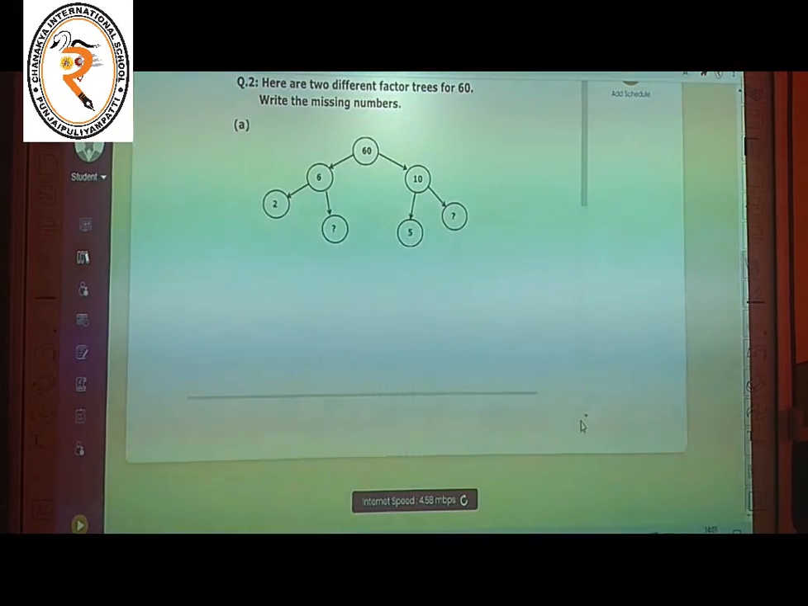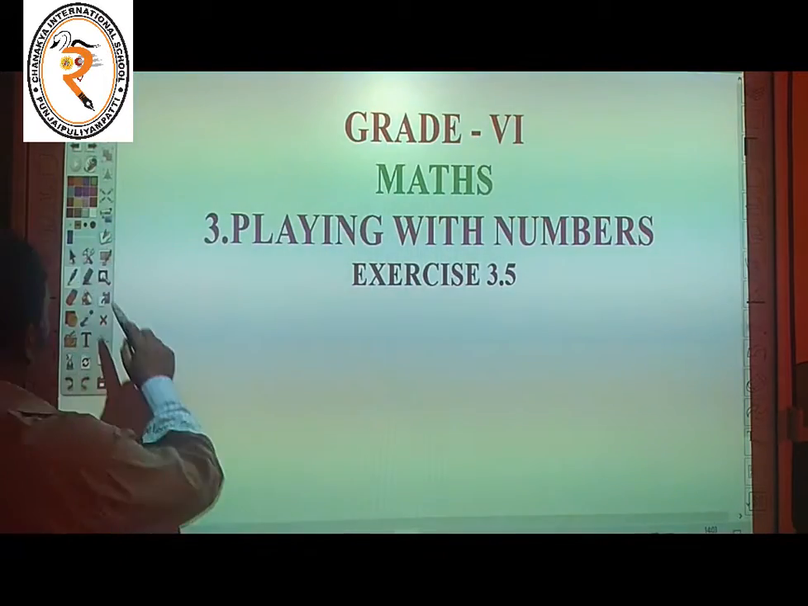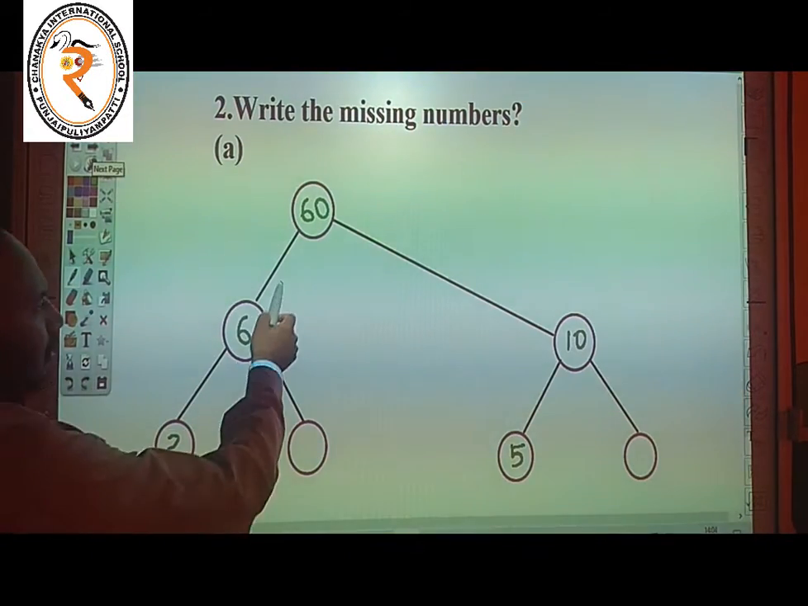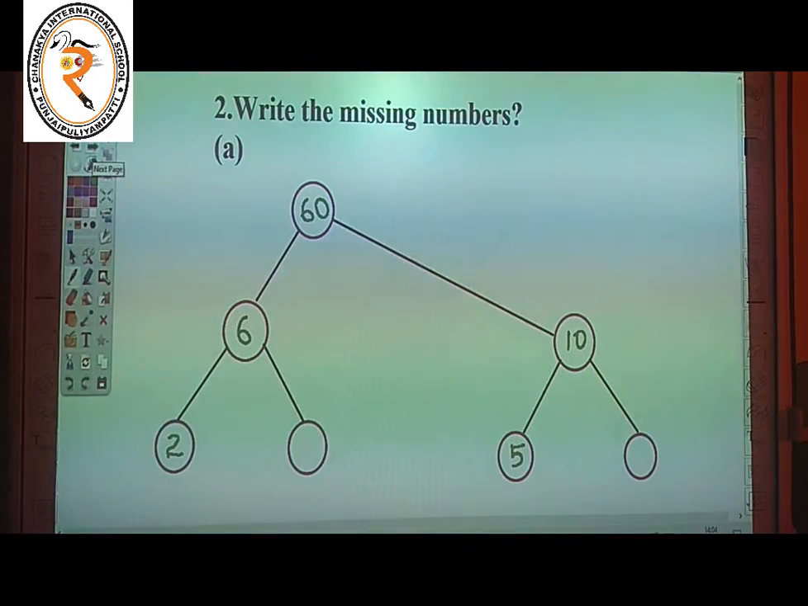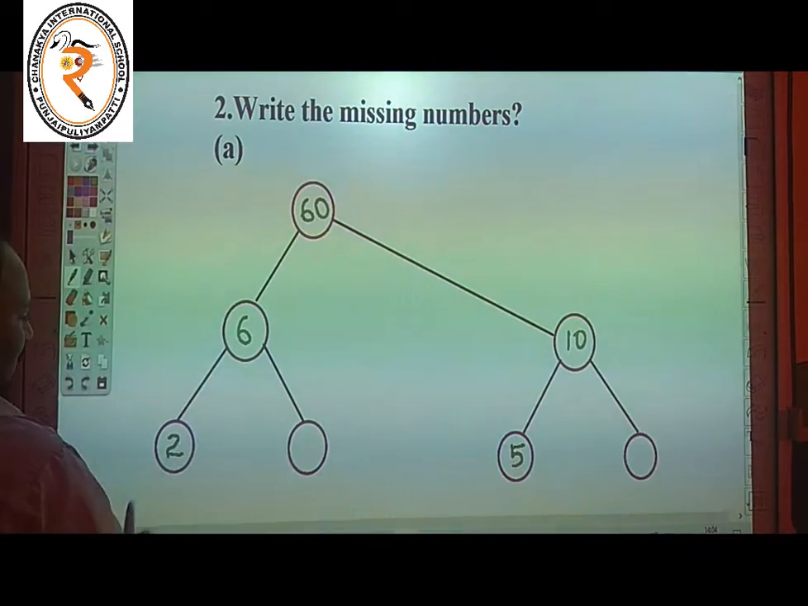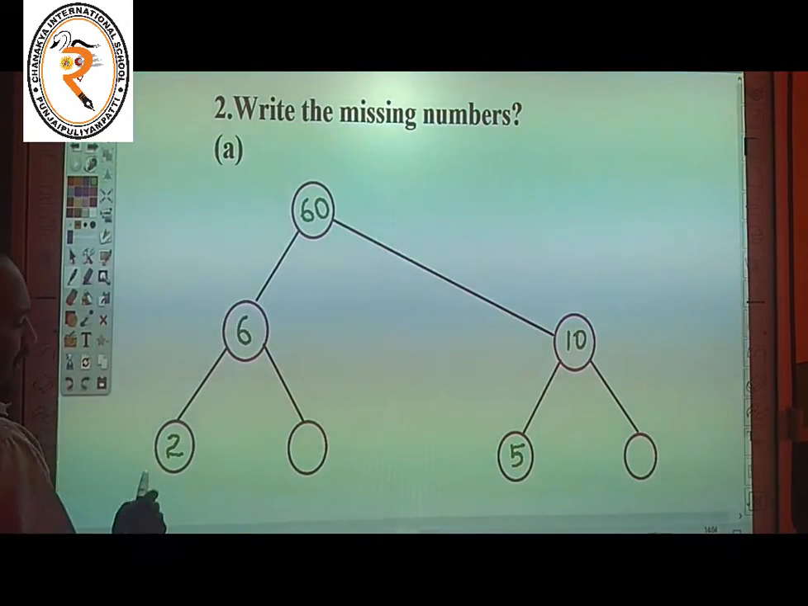Here are two different factor trees for 60. Part A: write the missing numbers. The given number is 60 and then another factor is 6. It is called the prime tree method. For 6, we have only one factor, 2.